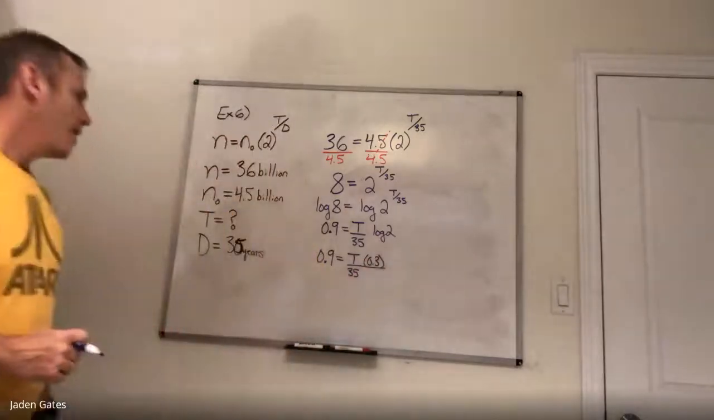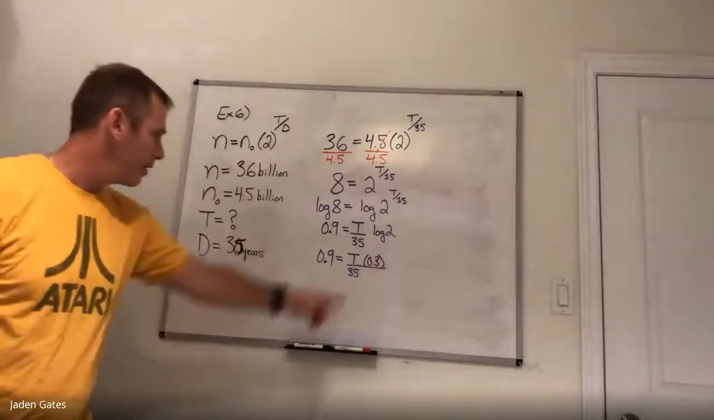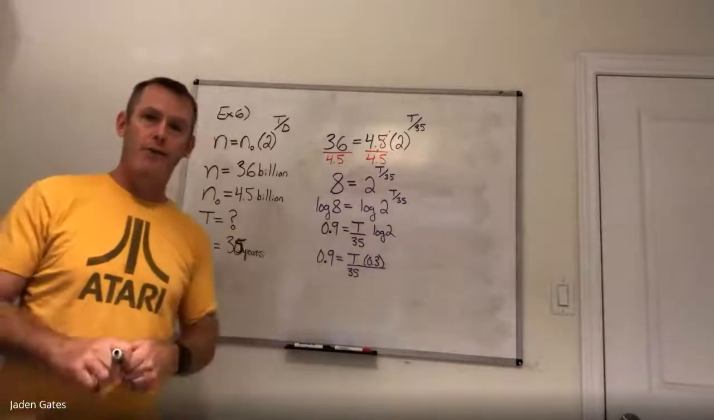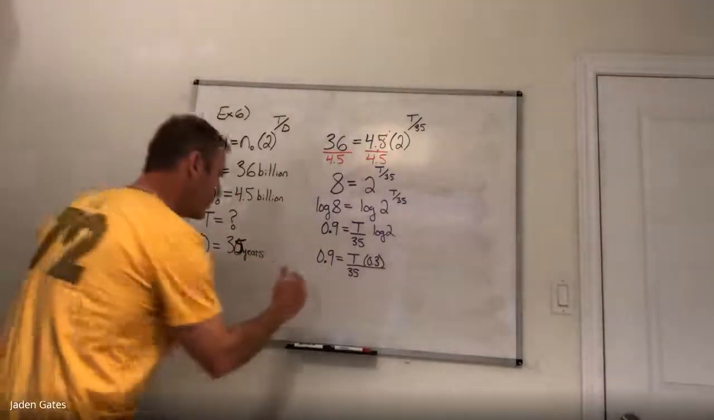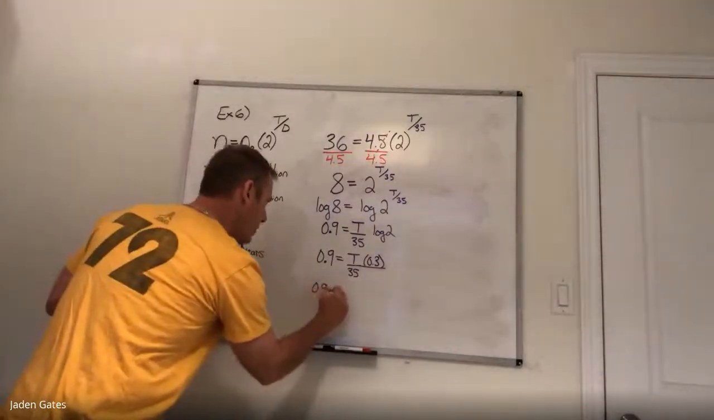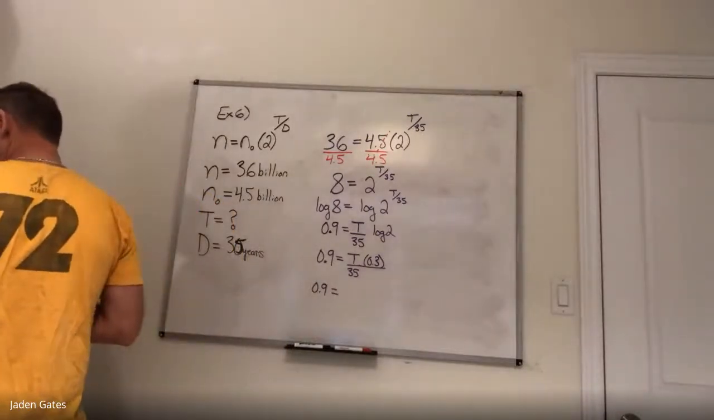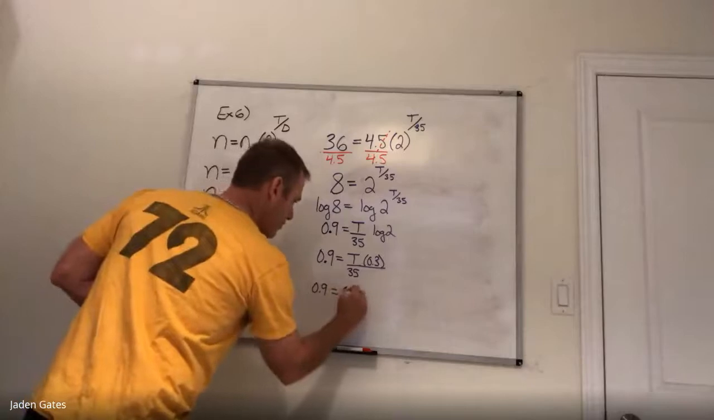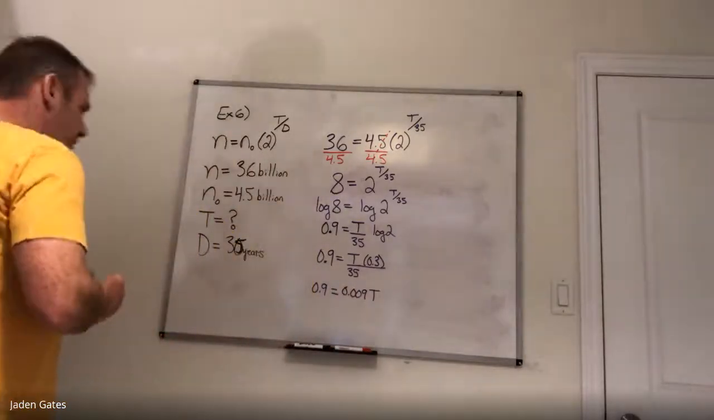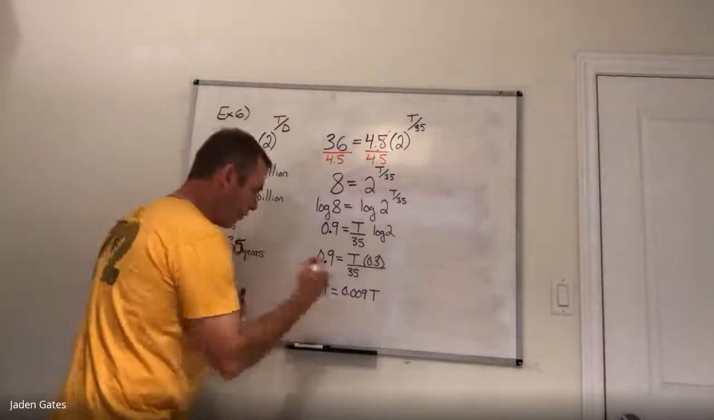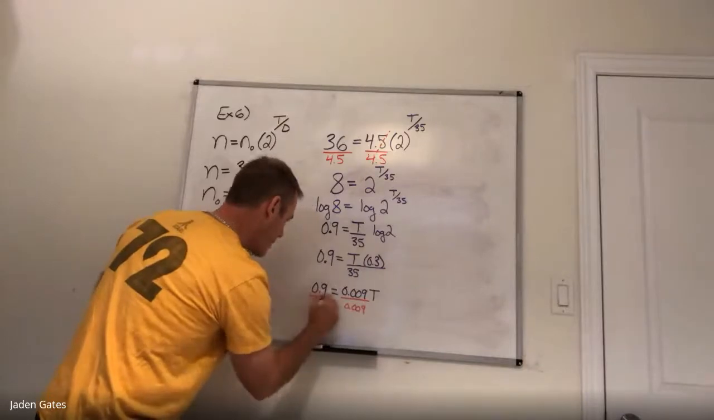Again, this is where I always find students get stuck. They don't know how to solve from here, or they make it really complicated. I'm just going to put the 0.3 and the 35 together, which means 0.3 is on the numerator, 35 is on the denominator, so I'm going to divide the two of them. I get 0.9 equals, if I take 0.3 and divide it by 35, 0.009 t. And again, divide by my numerical coefficient on both sides.